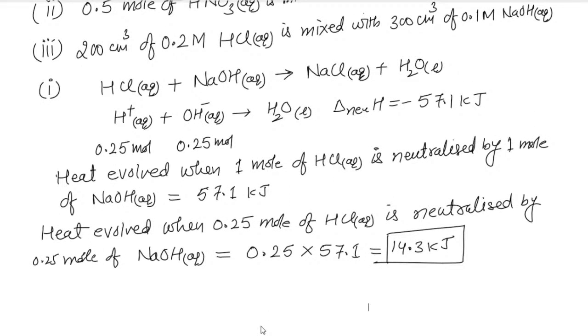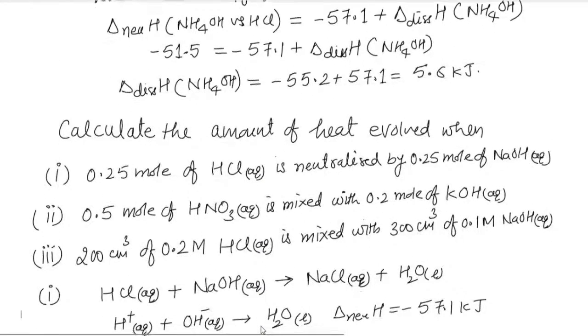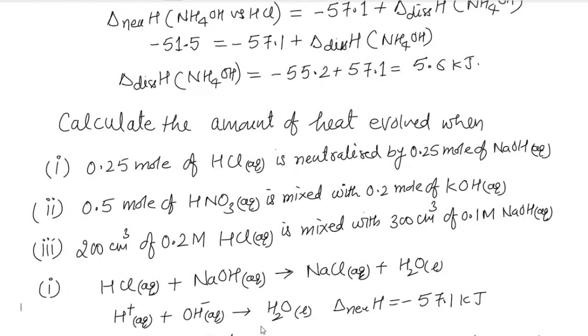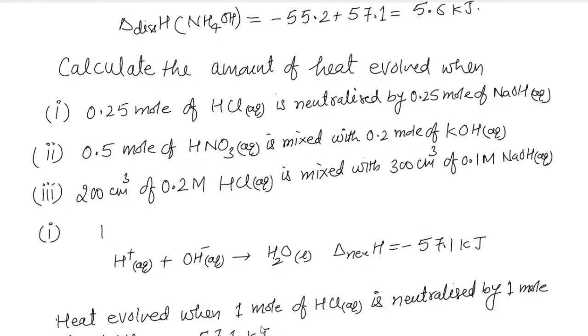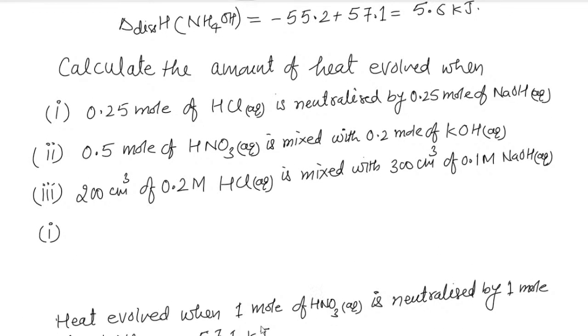Now, second one. Second is 0.5 mole of HNO3 and 0.2 mole of KOH. What is the value? HNO3 as well as KOH, both are strong. HNO3 is a strong acid.